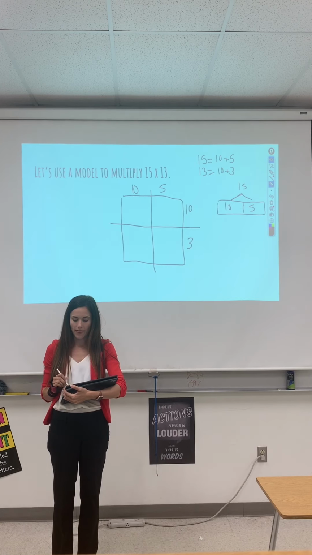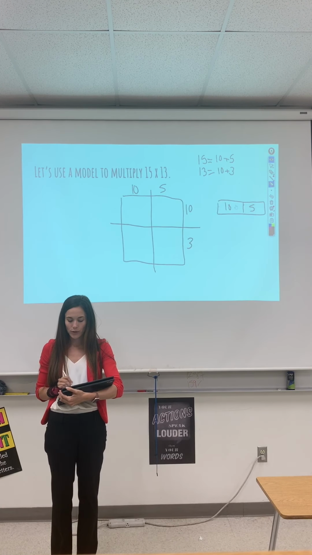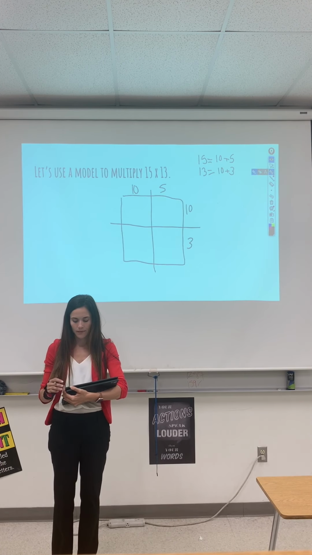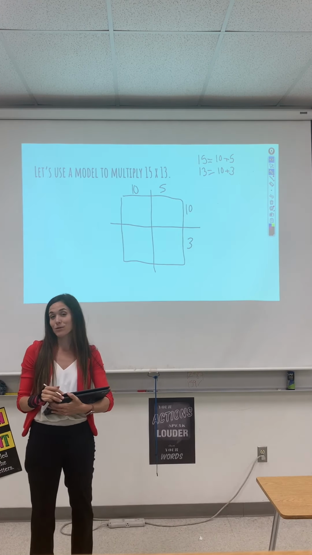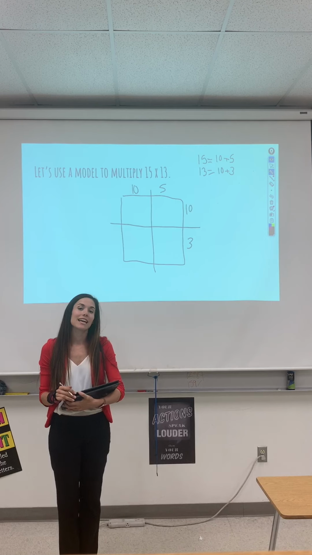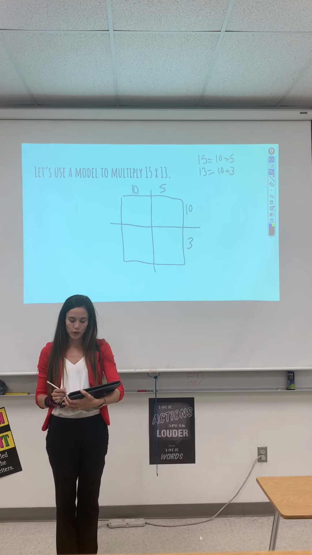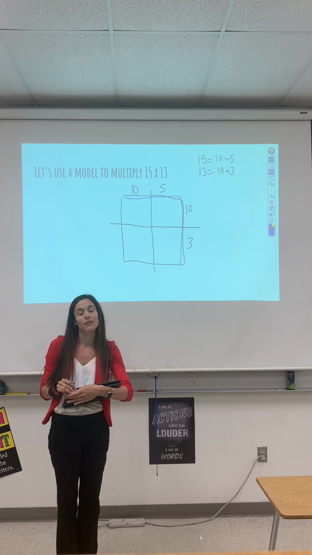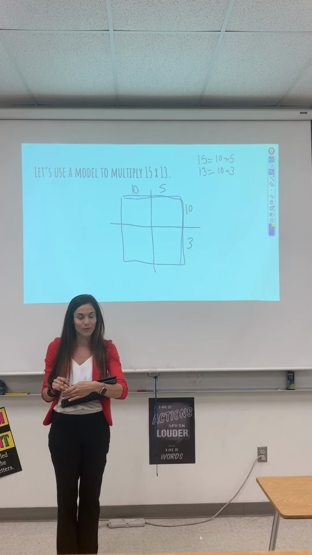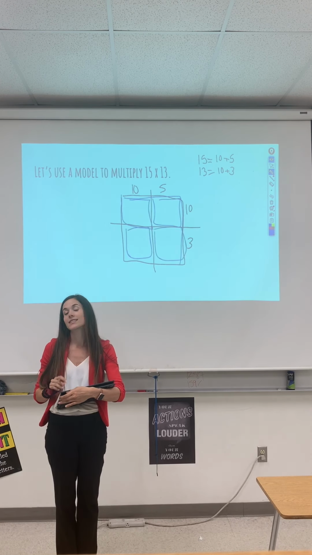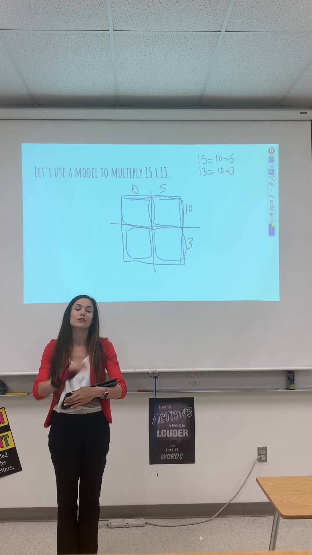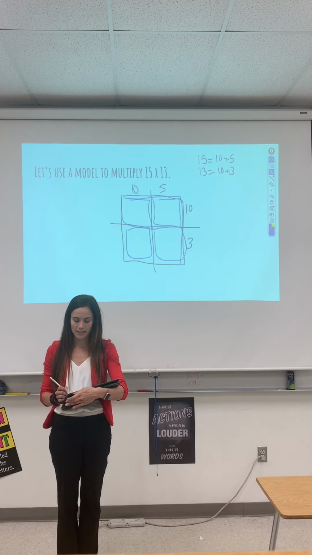So building off of that knowledge, we are going to use a rectangular array to help us multiply 15 times 13. We also are engaging that prior knowledge of area, where students know that the length and the width multiplied finds the area of a rectangle. So we're going to find the partial products of each of these sections and then find the sum of those partial products to find the total area of the entire rectangle.